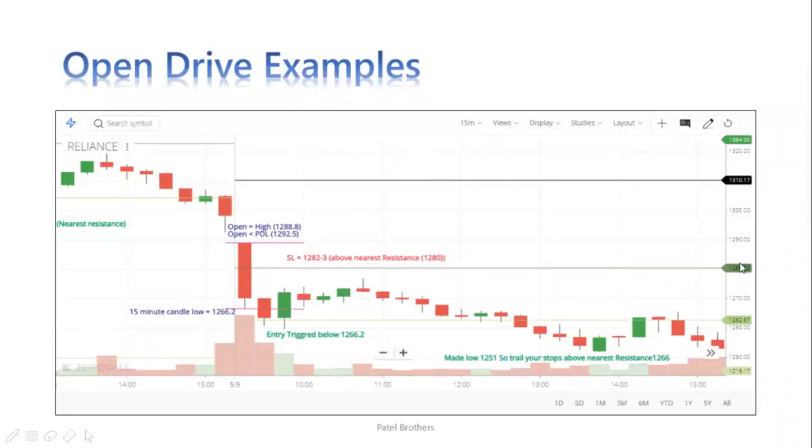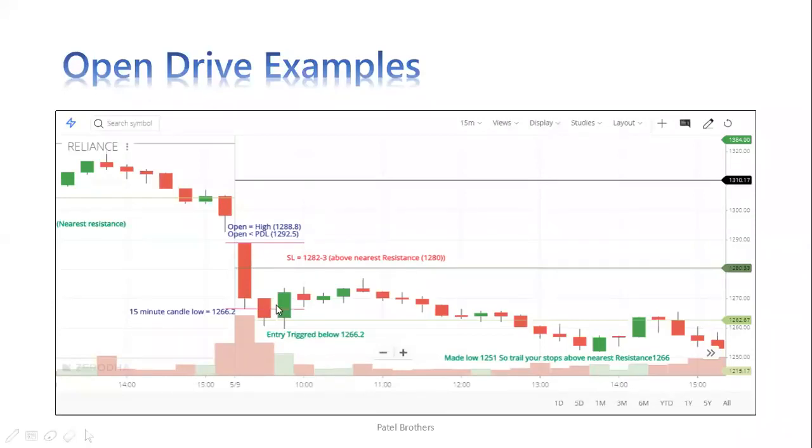So here it was 1280.33. So 81, 82 can be your stop loss, 82 to 83. So 0.25% above the nearest pivot. So that comes around 1282. So now your risk is under control of 1%. So you have to manage your risk.